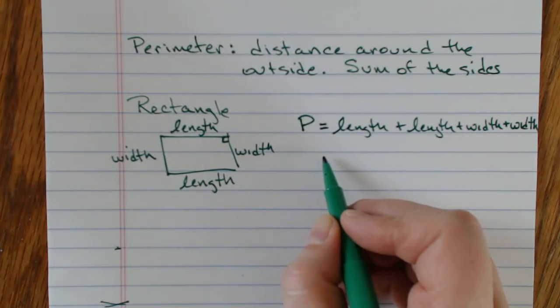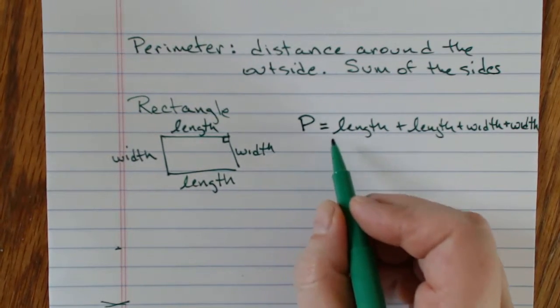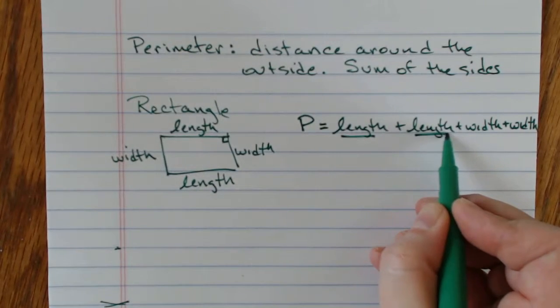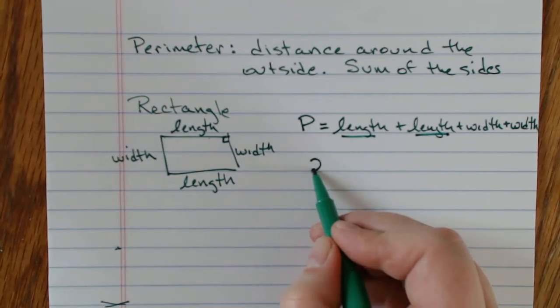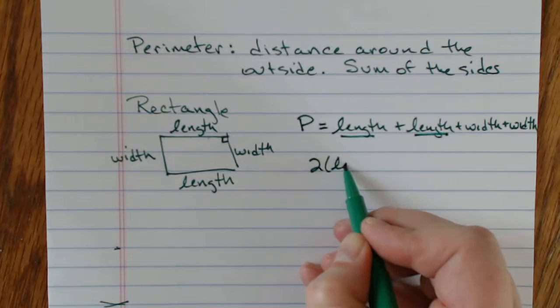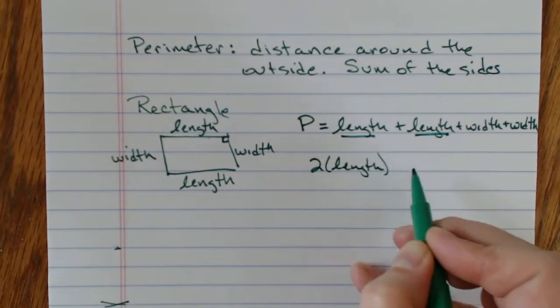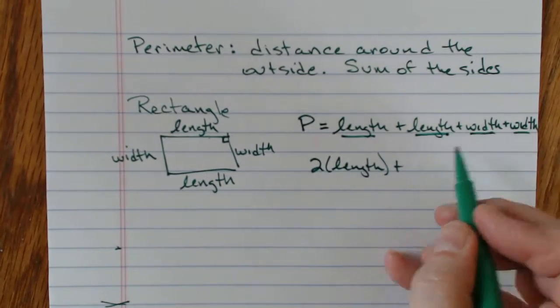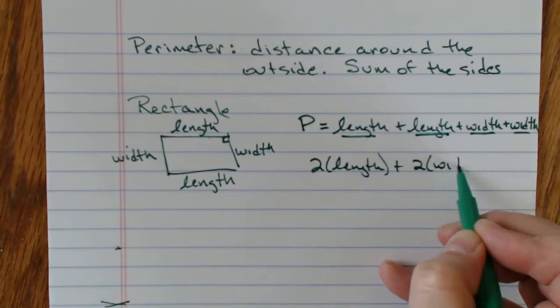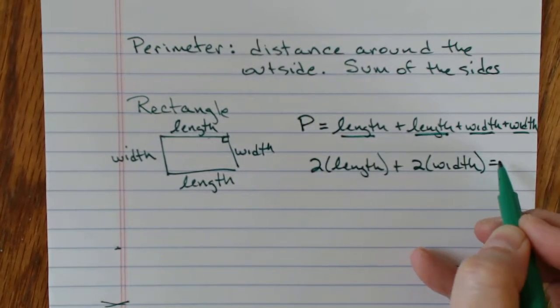There are several other ways that formula can be written. Since there's two lengths, I can write 2 times the length plus 2 times the width equals the perimeter.